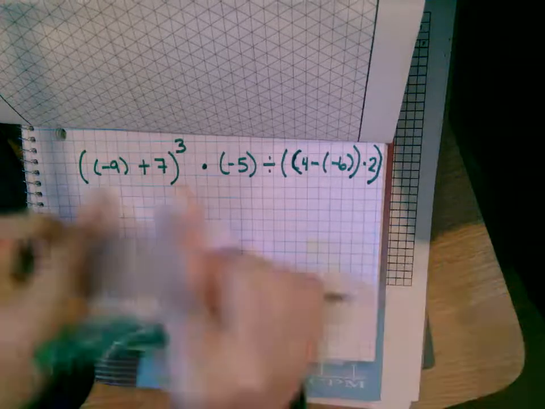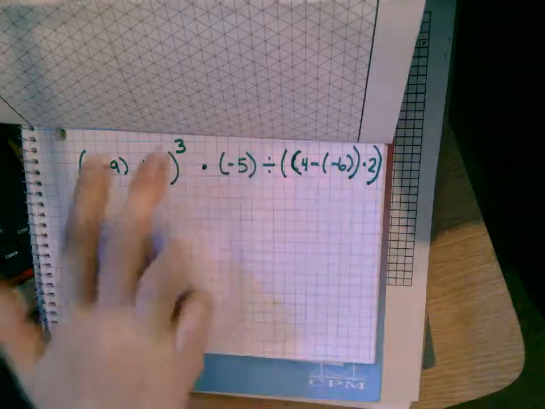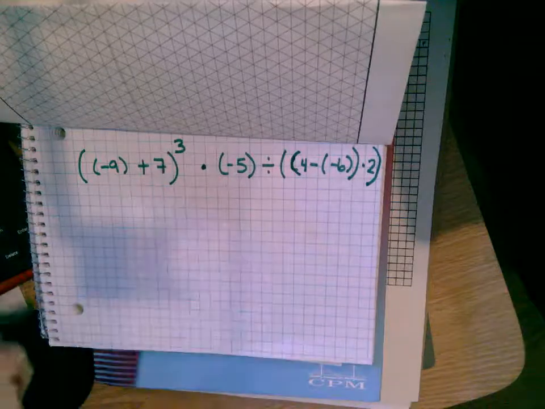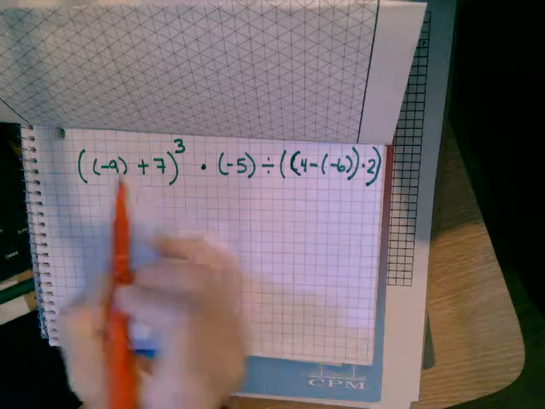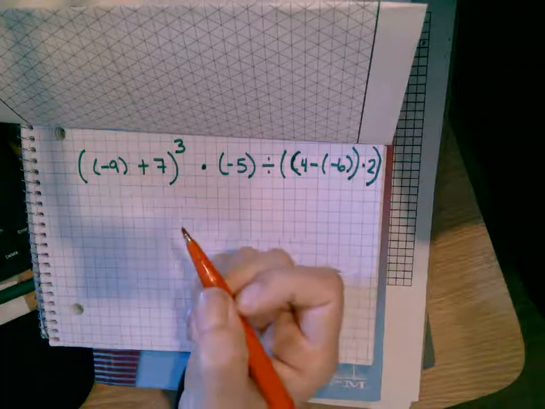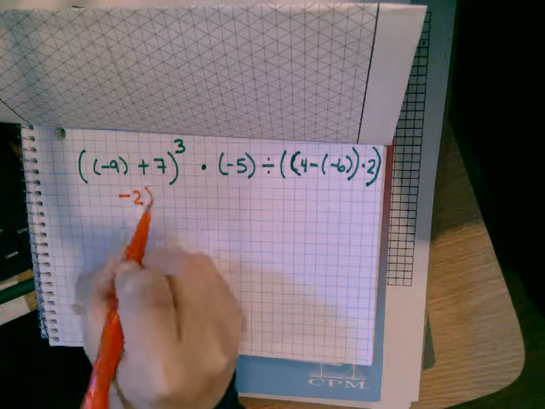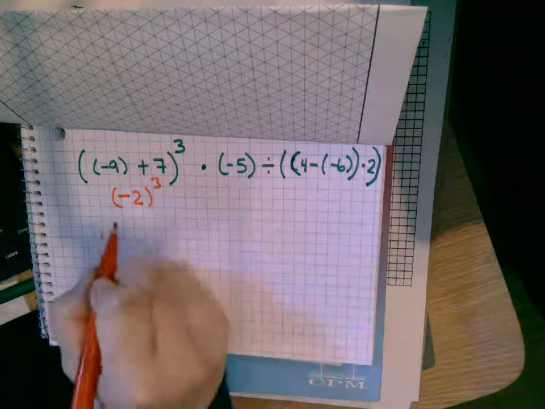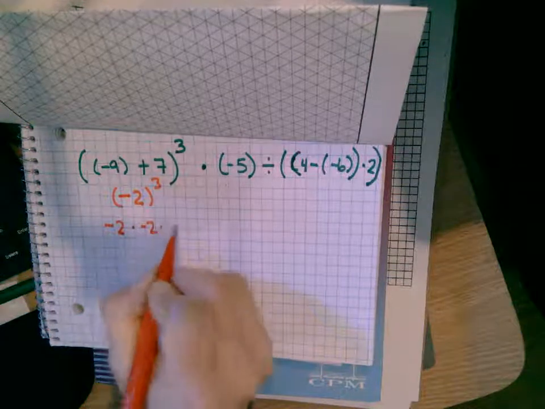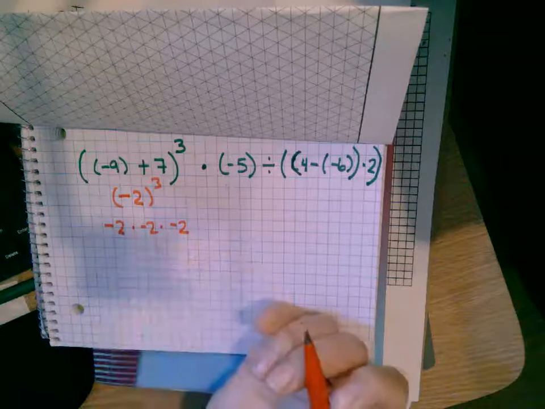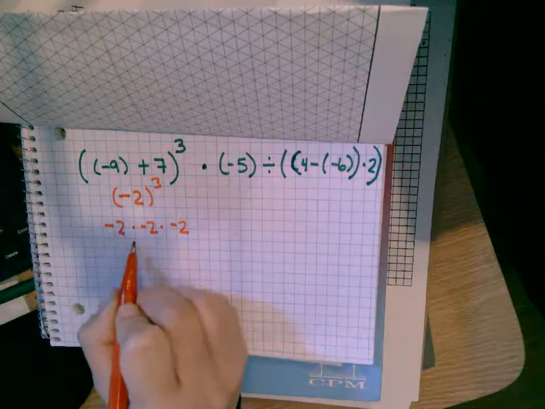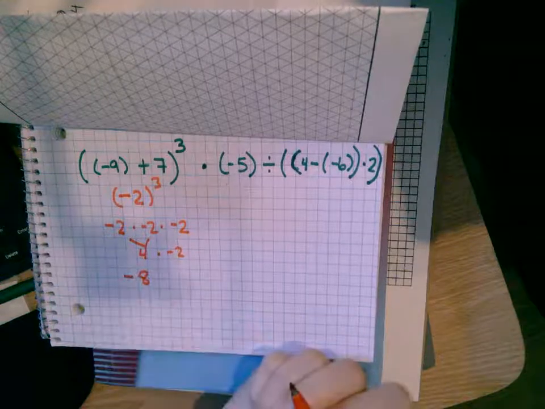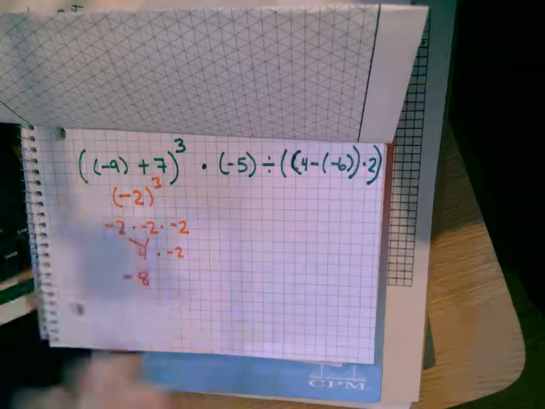So, wow, I have this. I'm going to do this part first. So I got negative 9 plus 7, which is a good review for tomorrow's test, adding and subtracting integers and multiplying and dividing them. So this gives me negative 2 to the power of 3. Negative 2 to the power of 3 is negative 2 times negative 2 times negative 2. This gives me 4 times negative 2, which gives me negative 8. So that takes care of this part.